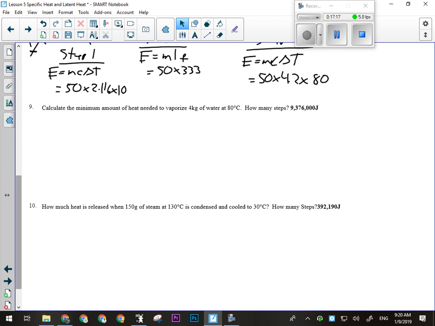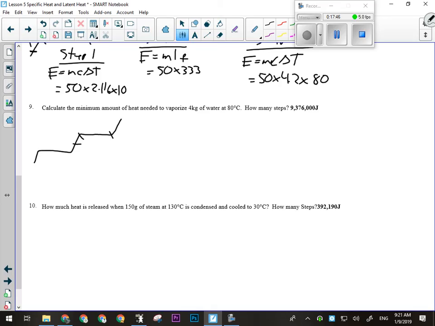Okay, so the minimum amount of heat required to vaporize 4 kilograms of water at 0 degrees Celsius. If I just want to vaporize it, it doesn't mention anything about heating up the steam afterwards. On my heating curve of water, I'm going to start here at 80 and end where? At 100, but at the beginning of 100 or the end? At the end. I just want to vaporize it. I don't want to make the steam any hotter after that.